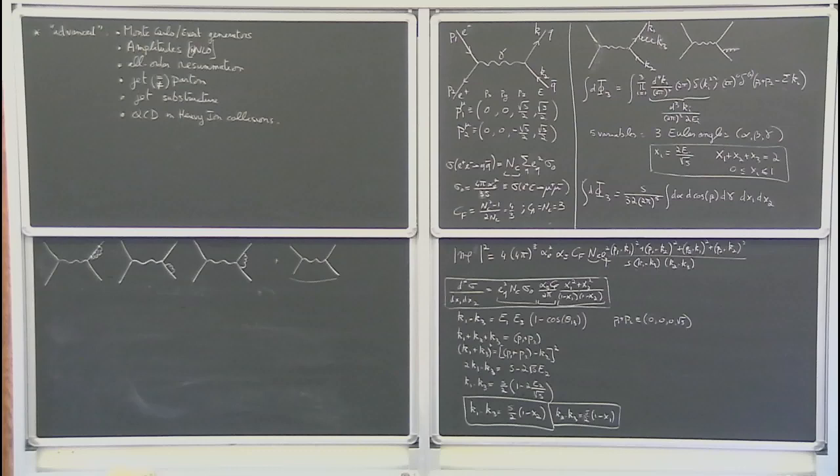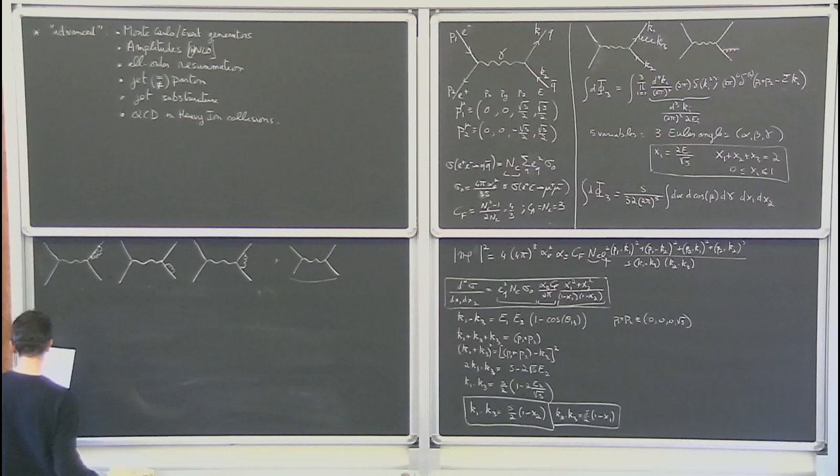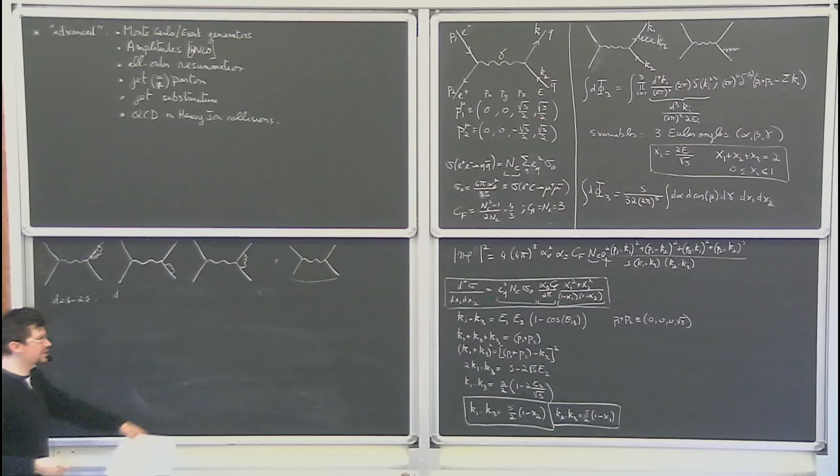At the end of the day, we're working in 4 minus epsilon, or 4 plus or minus epsilon dimensions. You hope that in that case you can compute both real and virtual because they become finite, and when you sum them up, you expect to get something finite. So if you work in D equals 4 minus 2 epsilon dimensions, you obviously need to redo that calculation in 4 minus 2 epsilon dimensions.